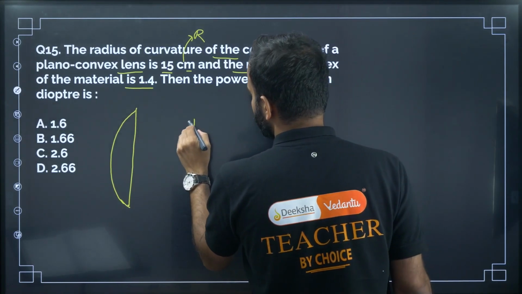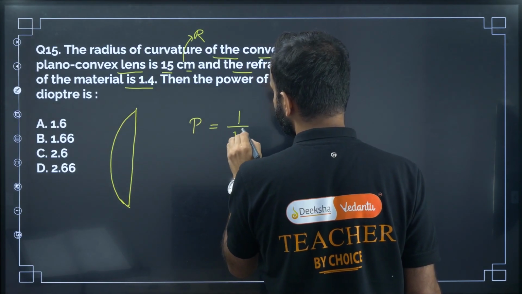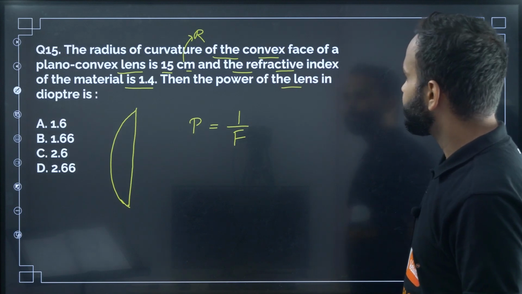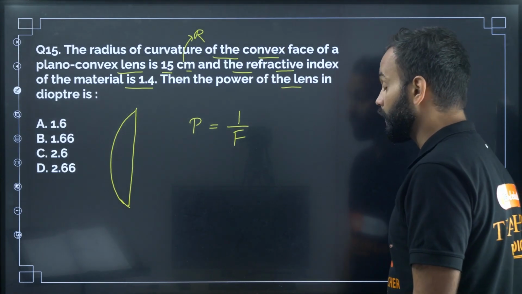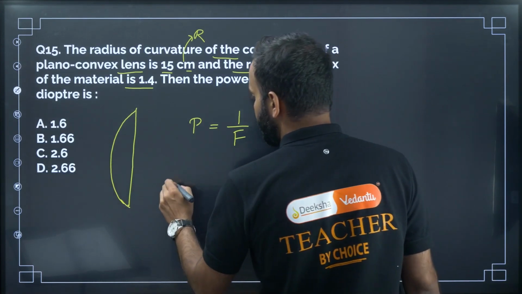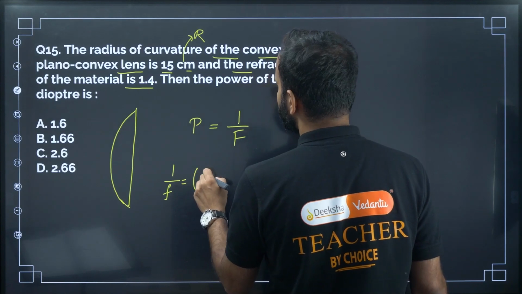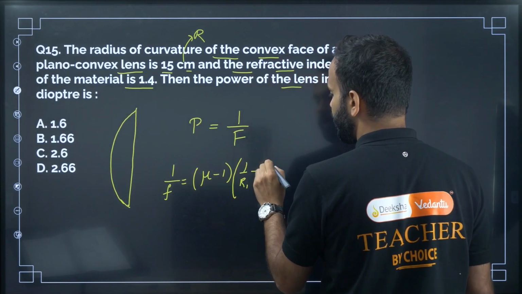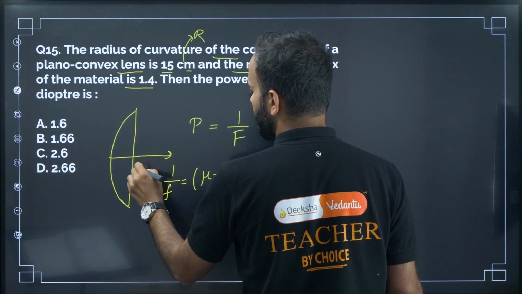We know that the power of the lens is equal to the reciprocal of the focal length of the lens. So let us find the focal length of the lens. Apply the lens maker's formula: 1 divided by f equal to mu minus 1 into 1 by r1 minus 1 by r2. R1 equal to r, so this is r1.